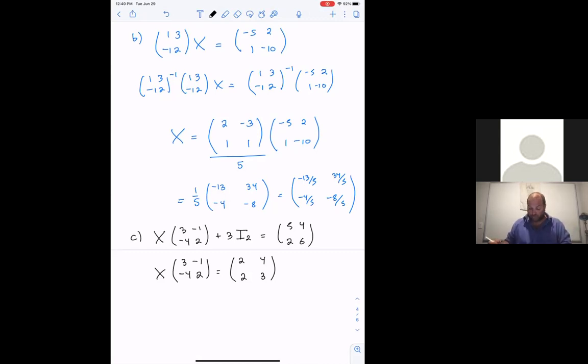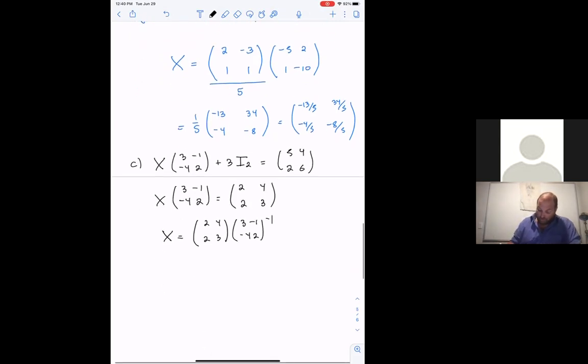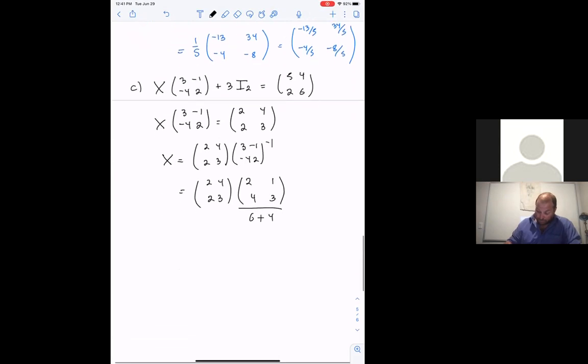Now, we want to multiply by the inverse of 3, negative 1, negative 4, 2 to get rid of it, but this time we must do it on the right. Of course, both sides. If you do it on the left, you get the wrong answer. So on the right, what do we get? We get 2, 4, 2, 3 times, what is the inverse? Well, switch those, negate those, and then divide by 6 minus negative 4, divide by 10.